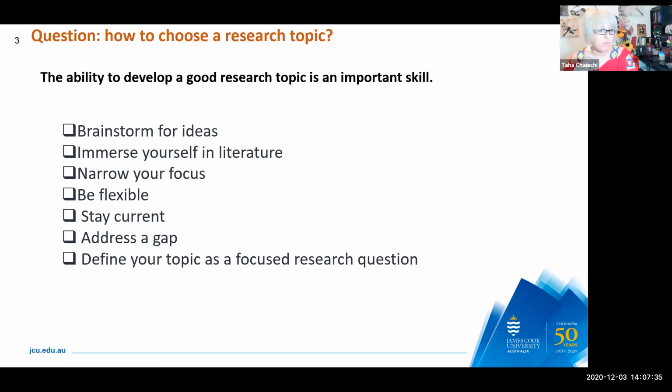Reading, and more reading. The more you read, the more you understand what your areas of interest are, but you also start understanding where the gap is. Is there something that I actually can do to close a gap? So that's really important.